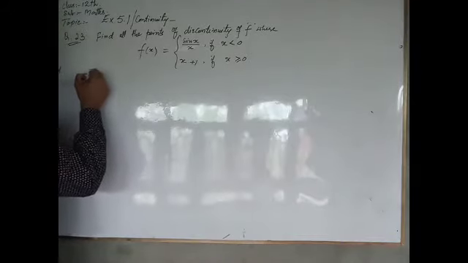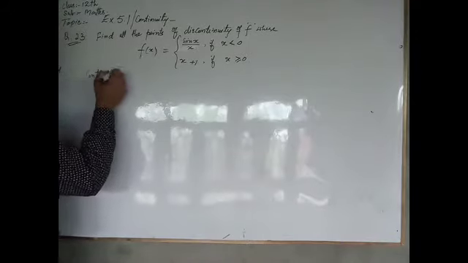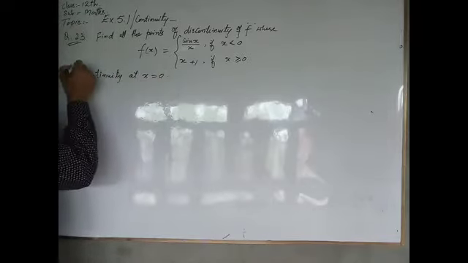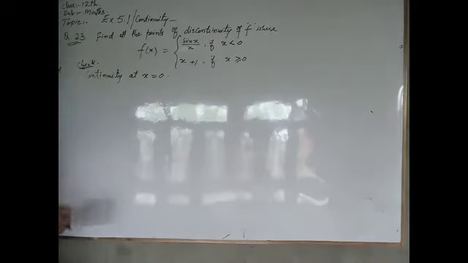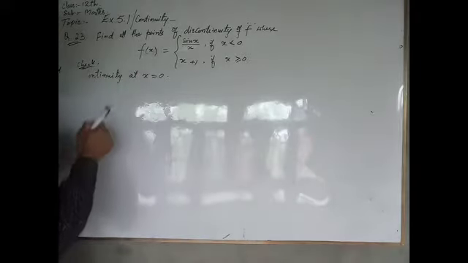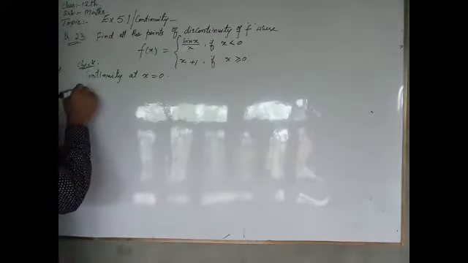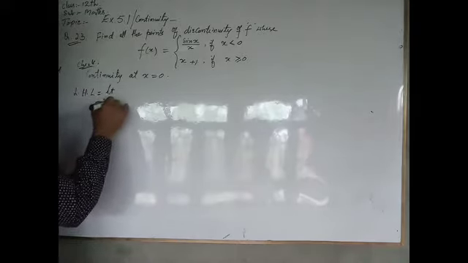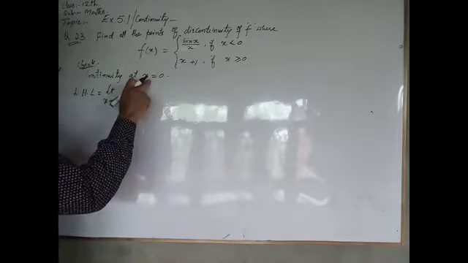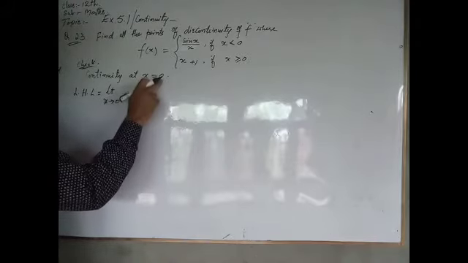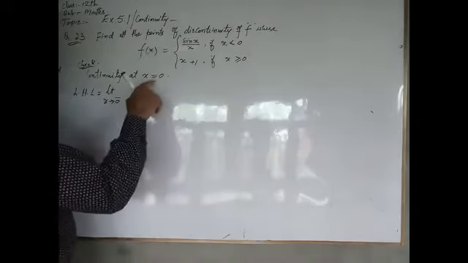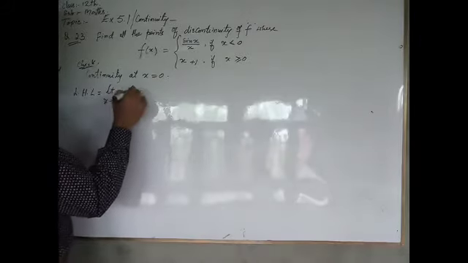We will check this continuity at x equal to 0. So dear students, we will take the left hand limit, that is, limit x approaches to 0. Because we are checking continuity at x, we will check in the neighborhood of x, that is, x minus, the neighborhood on its left side, of f(x).